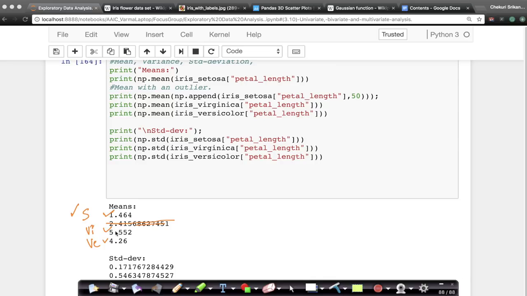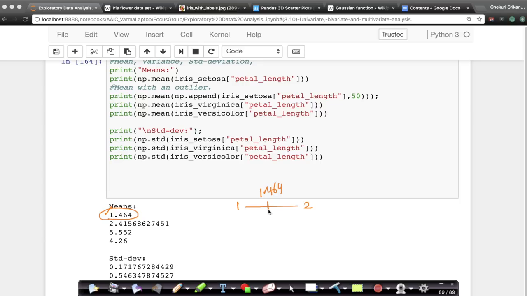So this is clear, right? This is clear on what a mean is. But I have one problem with mean. For example, I have 50 values for setosa. Let's take all of your setosa values. We know from the diagrams above that the setosa values lie between 1 and 2, and the central value or the mean value is 1.464.